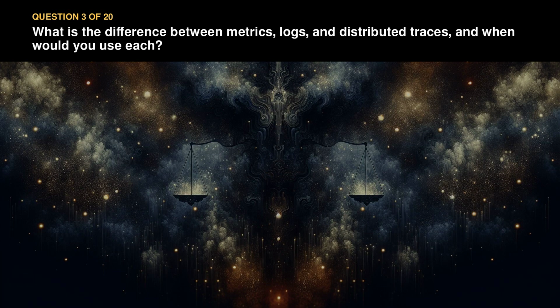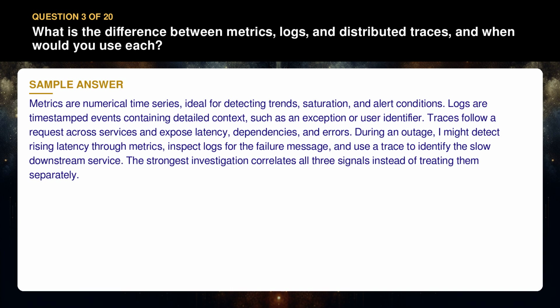Question 3. What is the difference between metrics, logs, and distributed traces, and when would you use each? Metrics are numerical time series, ideal for detecting trends, saturation, and alert conditions. Logs are timestamped events containing detailed context, such as an exception or user identifier. Traces follow a request across services and expose latency, dependencies, and errors. During an outage, I might detect rising latency through metrics, inspect logs for the failure message, and use a trace to identify the slow downstream service. The strongest investigation correlates all three signals instead of treating them separately.